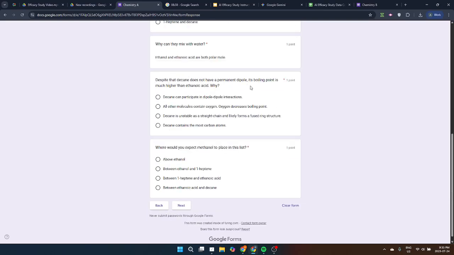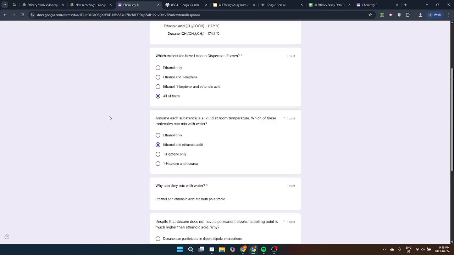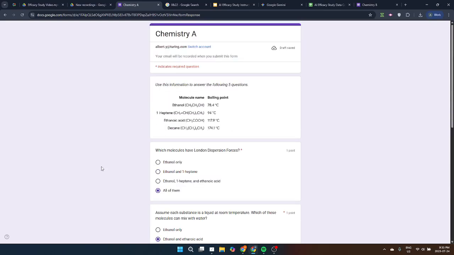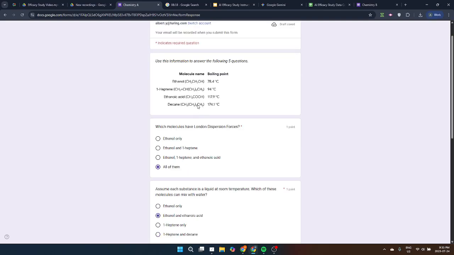Decane does not have a permanent dipole. Its boiling point is much higher than ethanoic acid. Well, decane contains the most carbon atoms. These are both wrong. Unstable? I don't think so. Most carbon atoms, LDFs. Simplest response, I think. Yeah, this is a massive chain, this little 8 of the CH2 chain there.